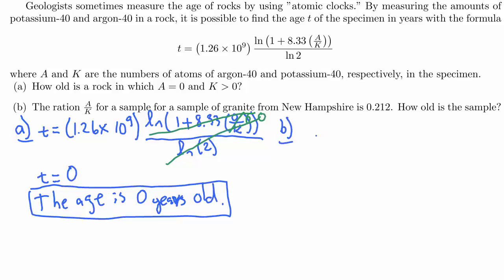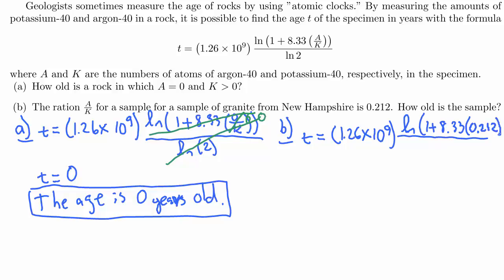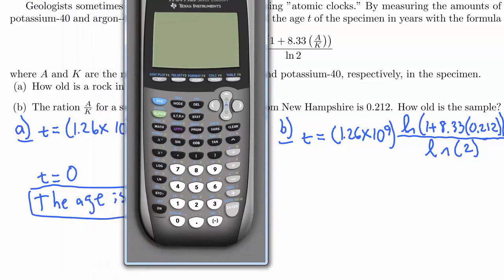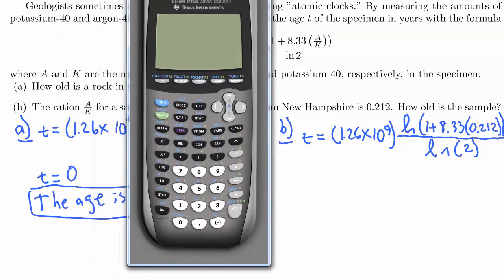Let's look at B. B is T equals 1.26 times 10 to the ninth power times the ratio of the natural log of 1 plus 8.33 times A over K, which in this case is 0.212. So 0.212. And then all over the natural log of 2. This is what I have to type into the calculator. And honestly, a lot of people get freaked out about this. And the reason that they do so is that they're not used to seeing all this at the same time.